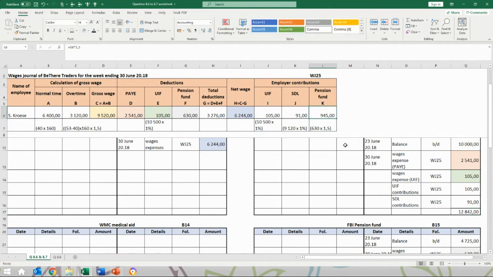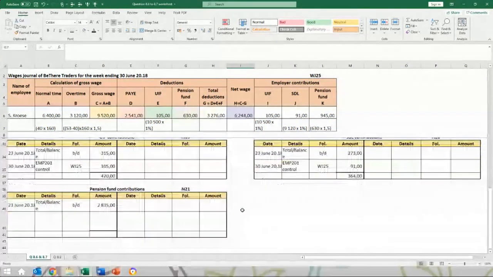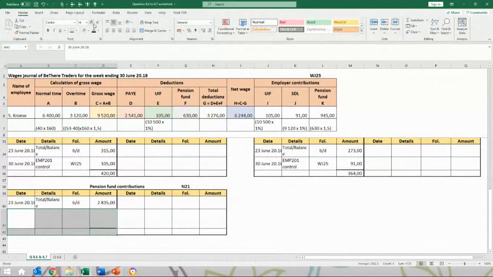Now, the last thing we still need to account for is the pension fund contributions made by the employer. What account will we debit? What account will we credit? Okay, so we debit the pension fund contributions. That's correct, Refillware. So our pension fund contributions, we debit that with the 945 Rand. Oh, this is the FBI pension fund.